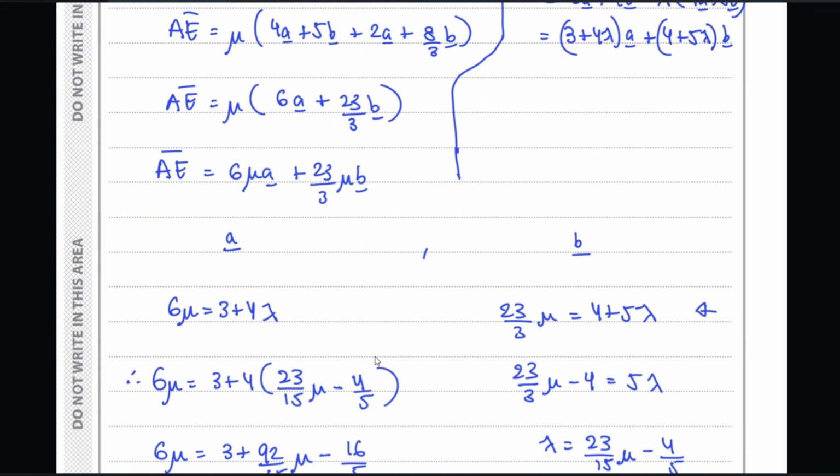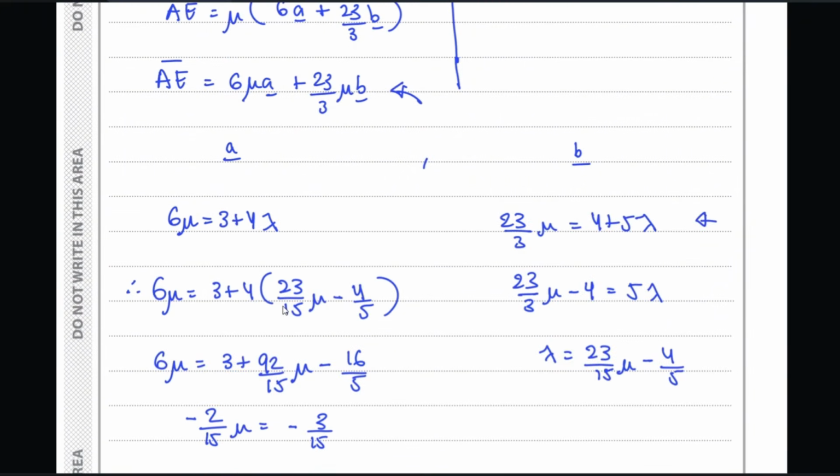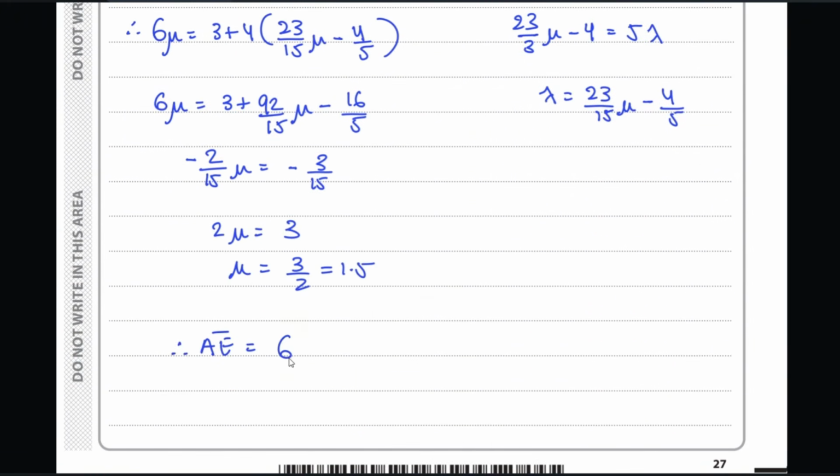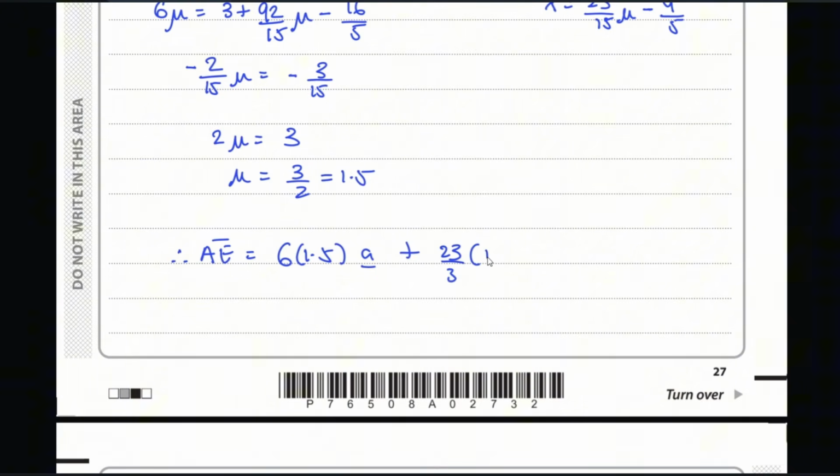Once we know the value of mu, we can just substitute over here in this expression to find the vector AE. Therefore, vector AE is equal to 6 mu A, so 6 times 1.5 A, plus 23 over 3 mu B, 23 over 3 times 1.5 B. So what does this turn into? 6 times 1.5 gives us 9A. 23 over 3 times 1.5 gives us 11.5B. That is vector AE.